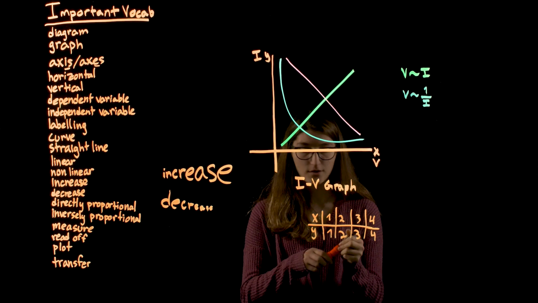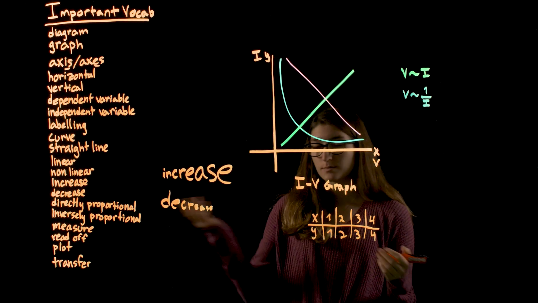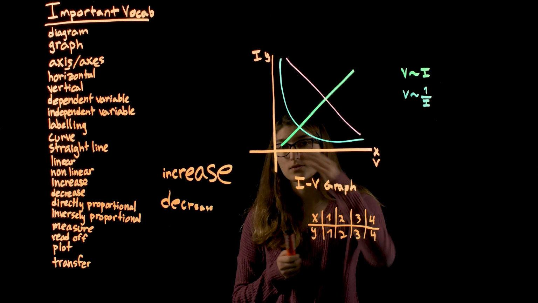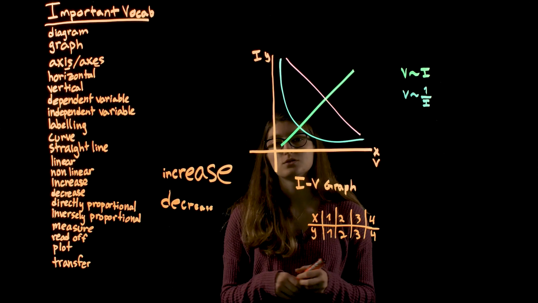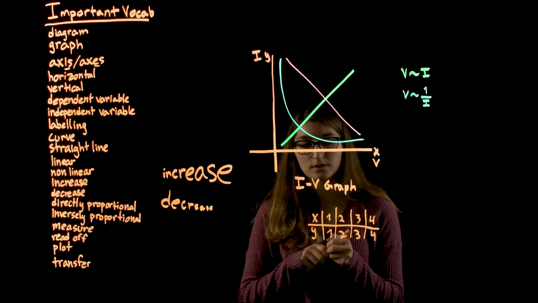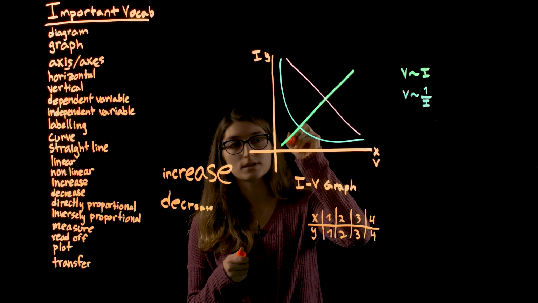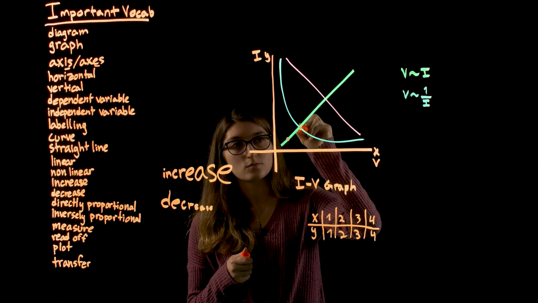Okay, so now we've got our data, and I would ask my partner to read off the values to me so that I can plot them onto the graph. We could also call this transferring the data to the graph. So if we have this relationship, this is going to fall on our green line because it is a directly proportional relationship.